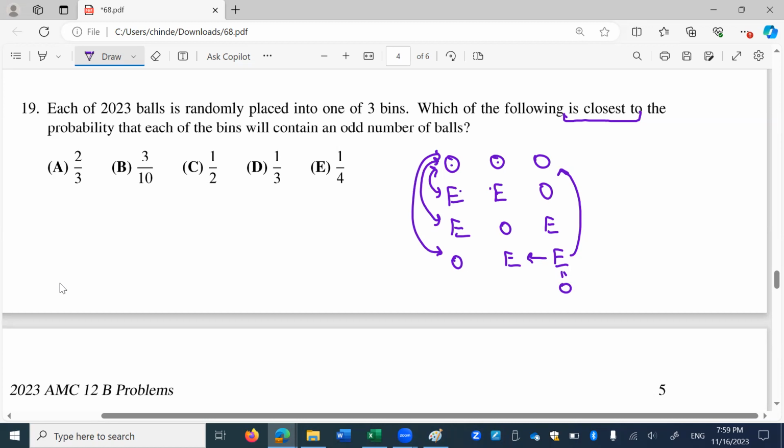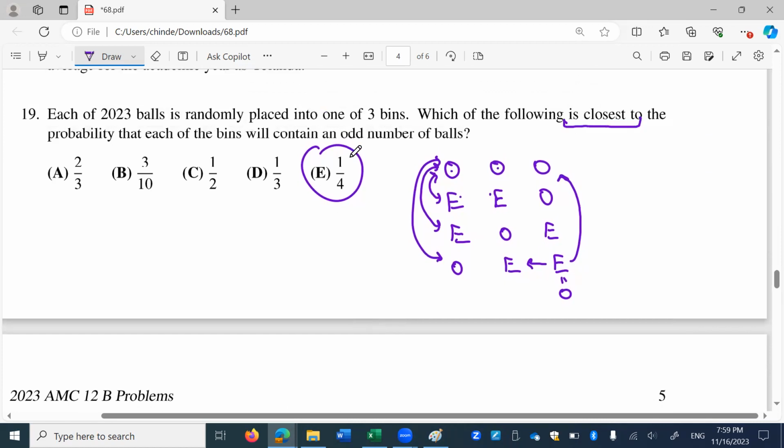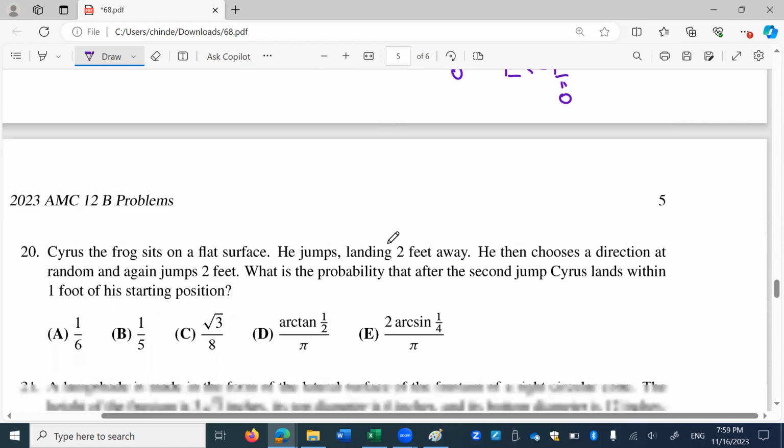Except for that small exception, there's a correspondence between these 4 states. So they're almost equally likely. I'll say 1/4 is the answer. Maybe we can calculate the probability exactly, but I don't think we have to.